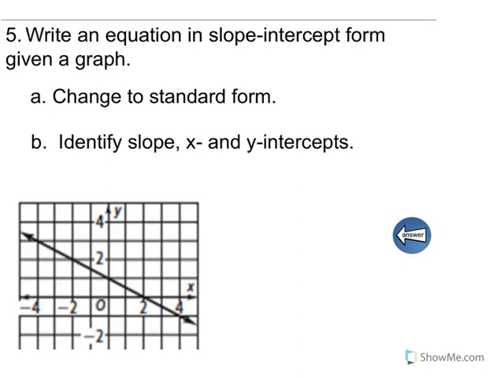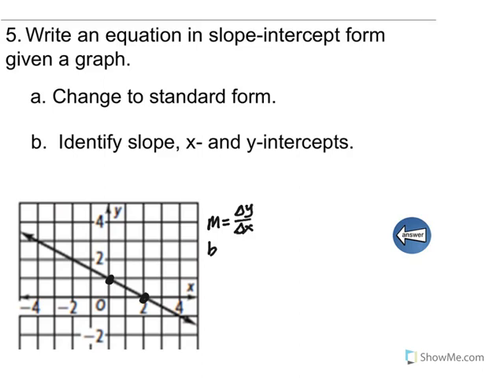Here we're going to write an equation. We can write this equation in standard form, but we're going to have to first write it in slope-intercept form. So remember, when we're writing in slope-intercept form, we need the slope and we need the y-intercept. So to find the slope, remember, we're looking at change in y, change in x.